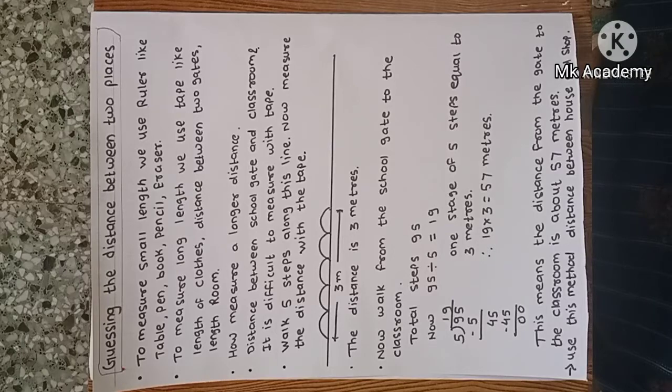It means to measure a longer distance, we can use our foot. First we walk 5 steps and measure the length of 5 steps by using a tape, and then we can measure the total distance. This method can be used to measure the distance between a house and a shop, or a house and your friend's home, or a house and a garden. We first measure 5 steps using a tape, and then we can count the total steps. In this way we can guess the distance between two places.